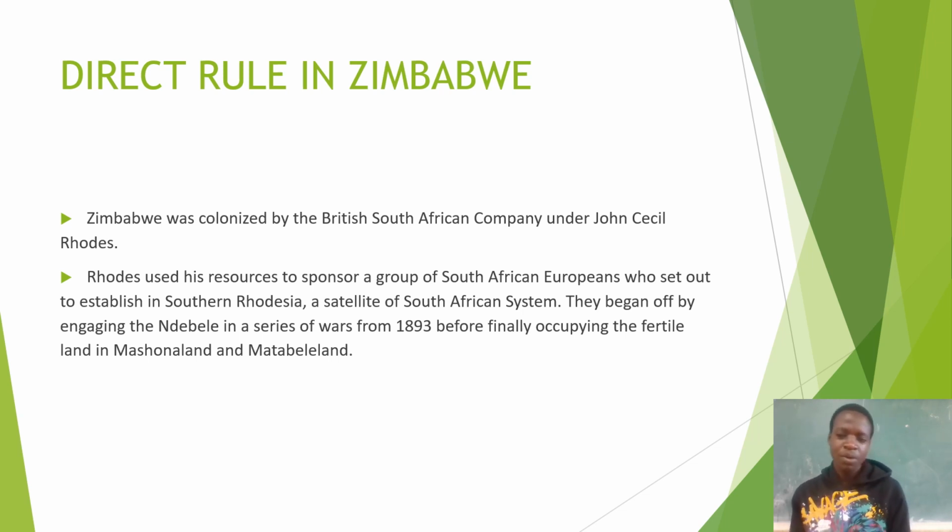We are going to talk about the direct rule in Zimbabwe. Zimbabwe was colonized by the British, whereby they used direct rule. Before the name Zimbabwe, it was called Northern Rhodesia. So we are going to talk about the characteristics of the direct rule and also the ways in which the British used their administration in Zimbabwe. I would like to invite my fellow colleague to talk about the characteristics of the rule in Zimbabwe.